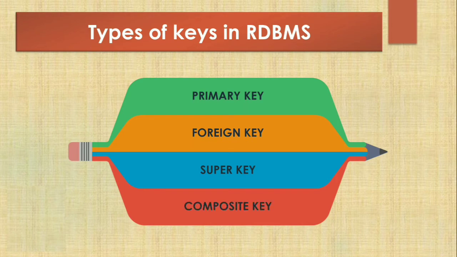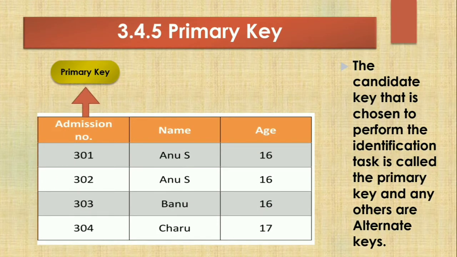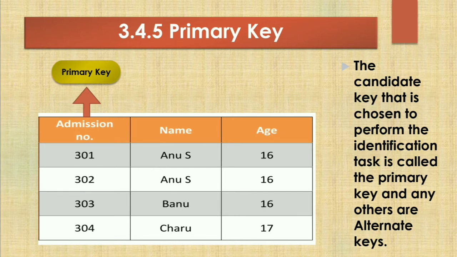So let's start with the primary key. Now look at the table. We do have admission number, name and age. So in this entire table, admission number, this column is unique column. Why? Because the data present in that column is not repeated. 301, 302, 303, 304 and so on. It goes according to the number of rows.